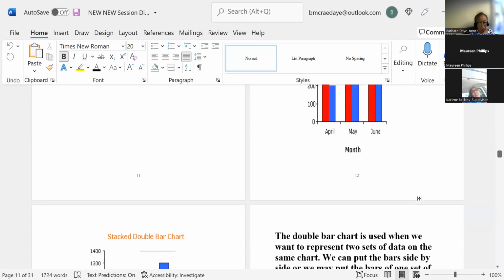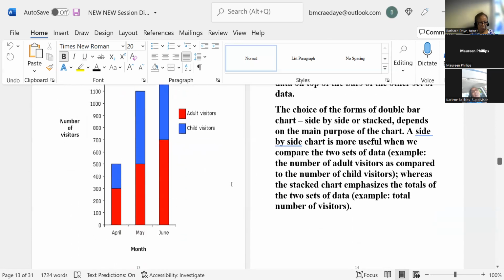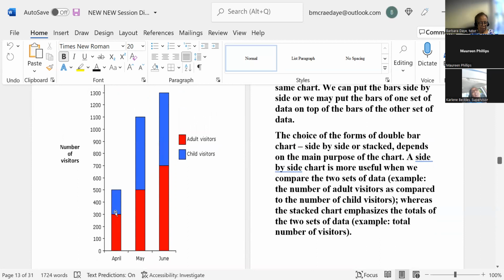But you can also have them stacked. You still read from the top, like the red is the adult, so you read it off here, and then the child would be read off here at its top. Then the adults would be 300 and the children would be 500. Say it again, Maureen. The 300 red would be adults. That's right. And the 500 would be the children.